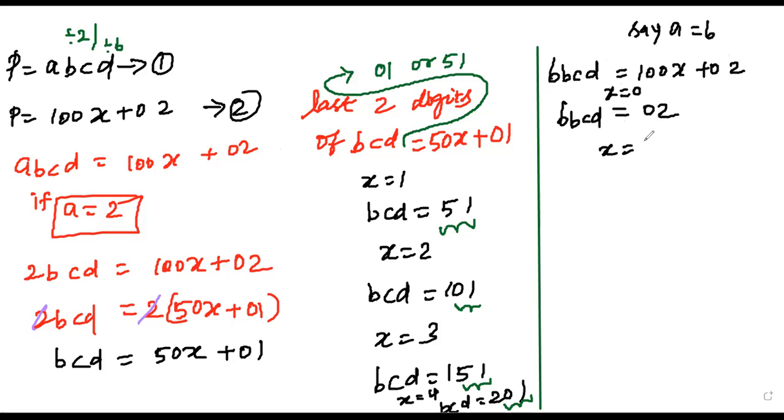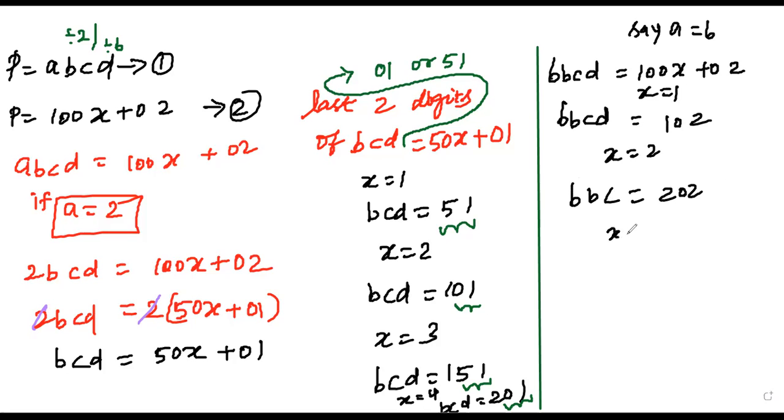What if you substitute 1? I mean, you can't substitute 0. Maybe we'll try substituting 1, 2, 3, because you can only substitute some positive integer. So 6BCD is going to be 102 when x is 1. When x is 2, it's going to be 202. When x is 3, the 6BCD is going to be 302. You substitute any positive integer, you will always have 02 as the last two digits, right?